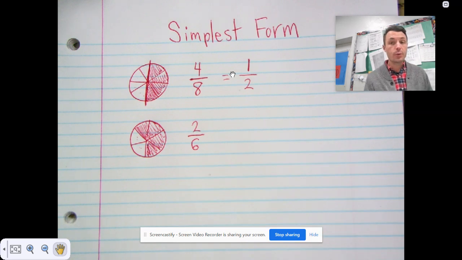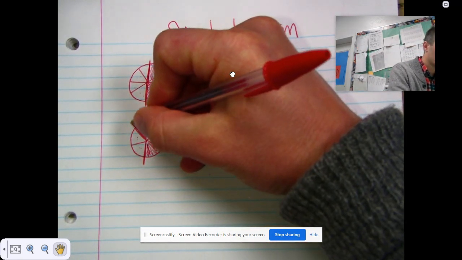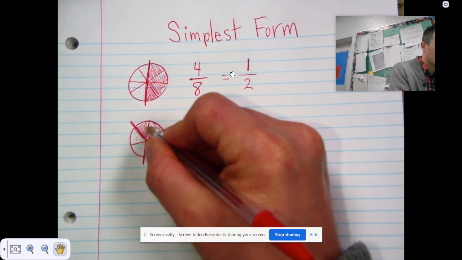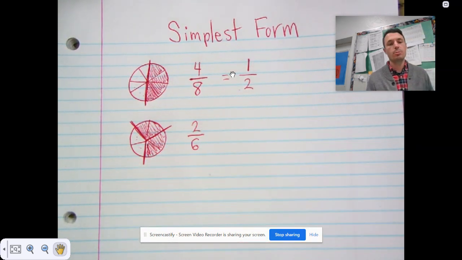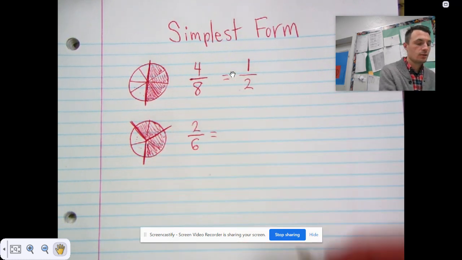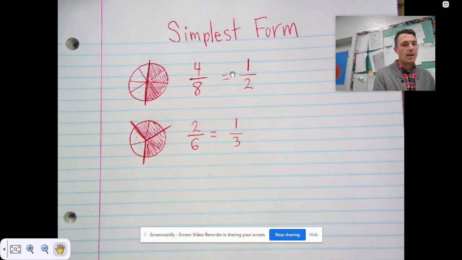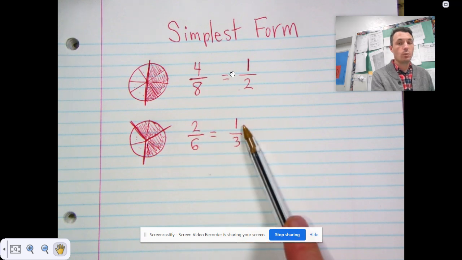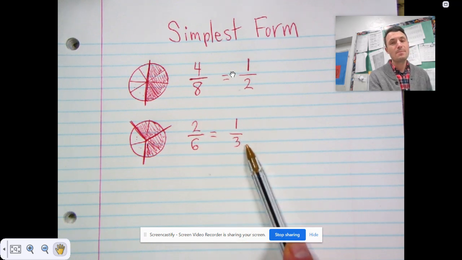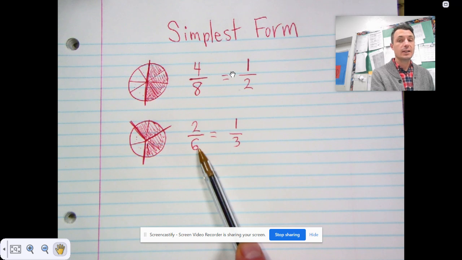But notice there's another way you could split up this pizza too. You could think of every 2 slices as 1 slice. So this could be 1 slice. This could be 1 slice, and this could be 1 slice. If you split it up like that, then there's 1, 2, 3 total slices, and you have 1 of them left. And you can see that 2/6 and 1/3 are equivalent fractions. They mean the same thing. The difference is 1/3 is in simplest form, whereas 2/6 isn't.